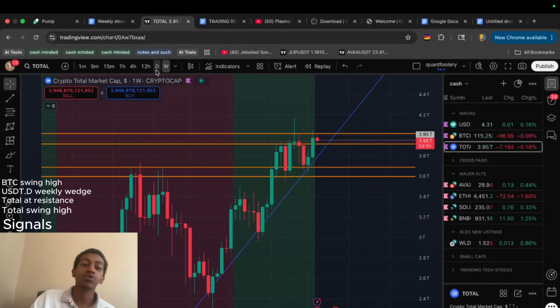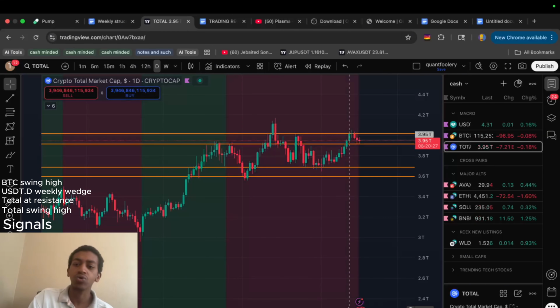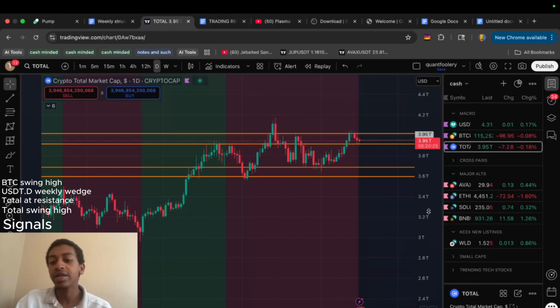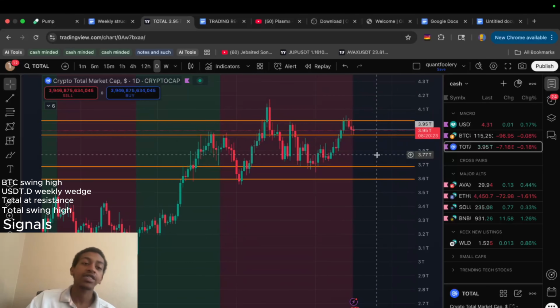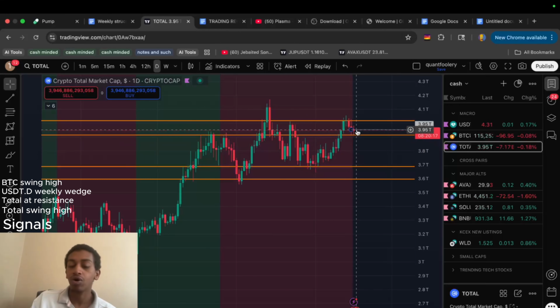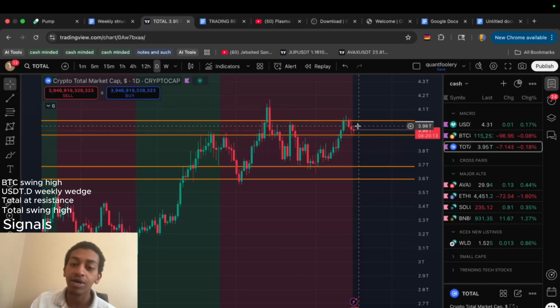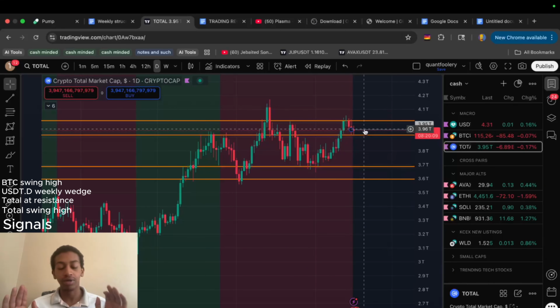So the signals I'm personally looking for before I really choose a direction to go with for the week is, one, if I could get some type of swing high formation on total on the daily. So this candle closes either hopefully green or just like this, and the next candle closes red above this. That would give me confidence that this is just forming out kind of a flag formation and that the weekly swing formation will get respected and will push upwards.